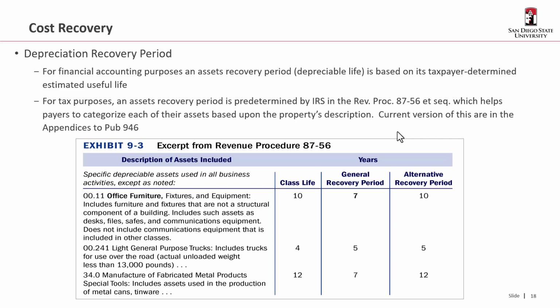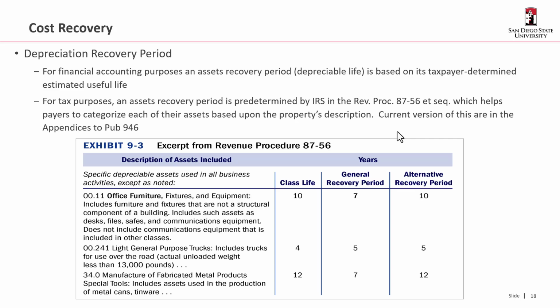So this is that modified accelerated, right? There's still some accelerated versions. But look at the one below that for light general purpose trucks. The class life is 4 years. So in a way, they really only expect it to last 4 years. But notice that the recovery period, both the general and the alternative, which is normally slower, is for 5 years. So in this case, they make you depreciate something for even longer than your actual expected class life.